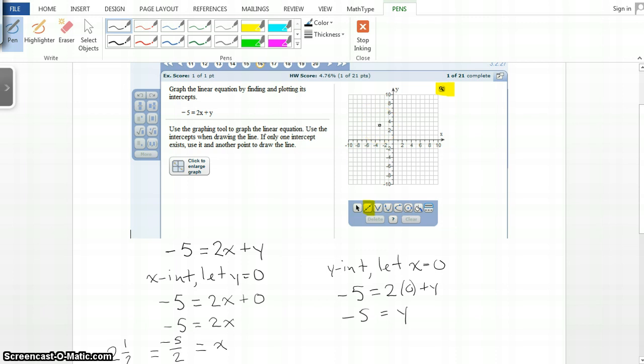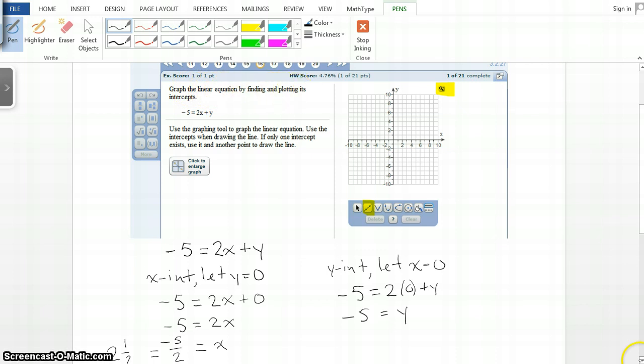So then it'll be waiting for your second point, where on your y-axis you go down to negative 5. Negative 5 is between negative 4 and negative 6, so it's right there at that tick mark. Alright, you click it again and it'll draw the line. Yeah, that's pretty much what you have to do. That's graphing a linear equation by finding and plotting its intercepts.